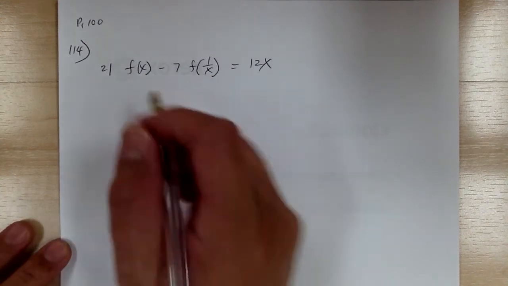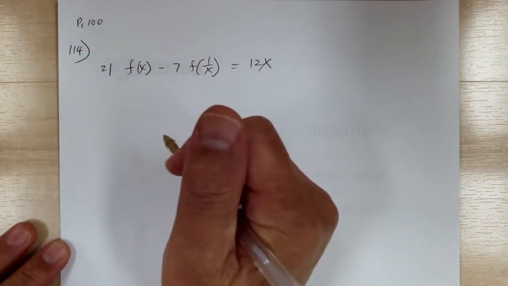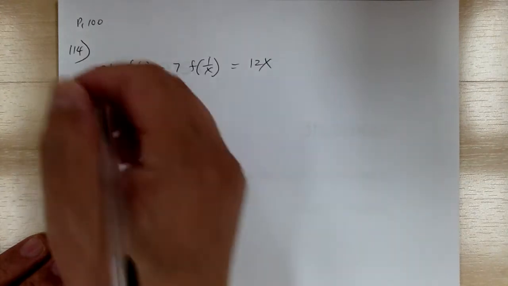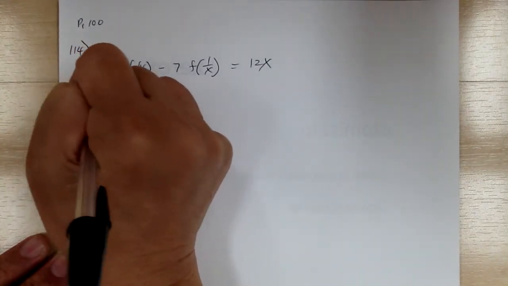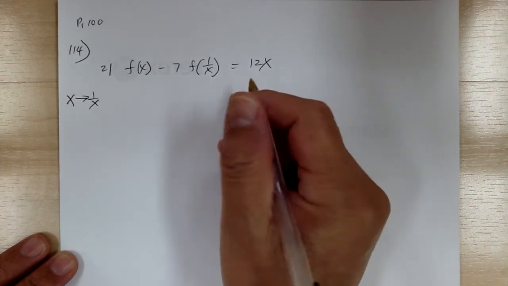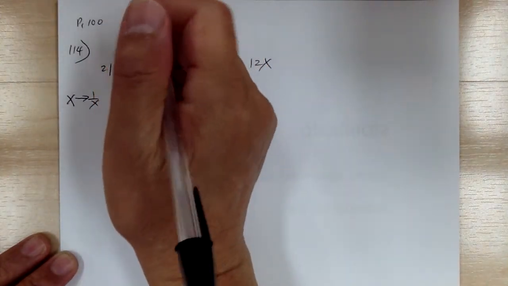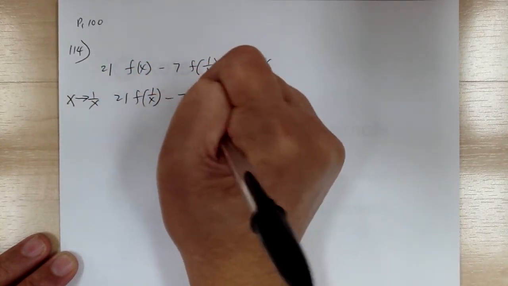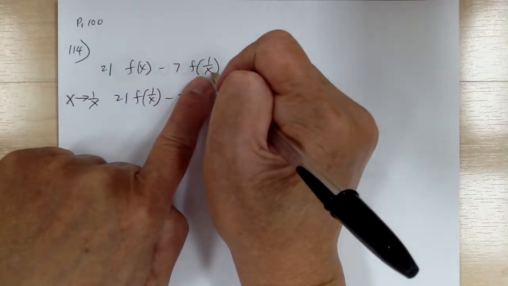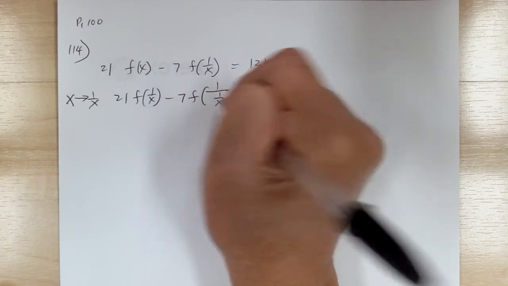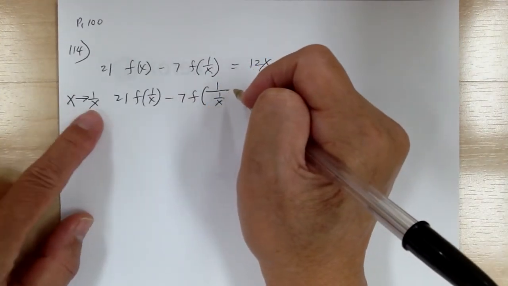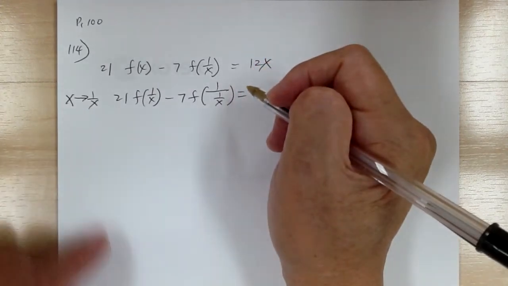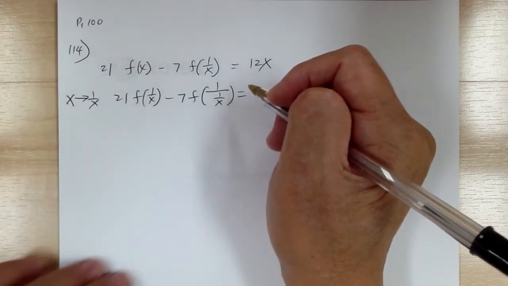So the trick is you want to use a transforming function. You want to find a new function by changing the x into 1 over x. So whenever you see x, it becomes 1 over x. So this becomes 21 f of 1 over x, minus 7 f of, now again, whenever you see x, you have to flip it over. So it'd be 1 over x. Remember, whenever you see x, you're going to make it into 1 over x, because function is whatever you see, you're just going to replace the letter.